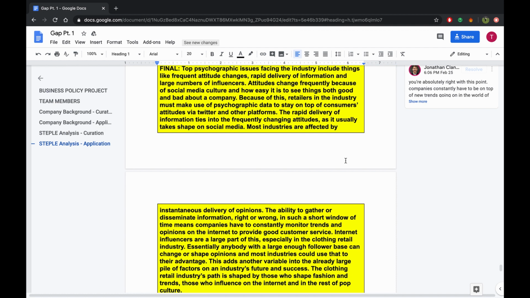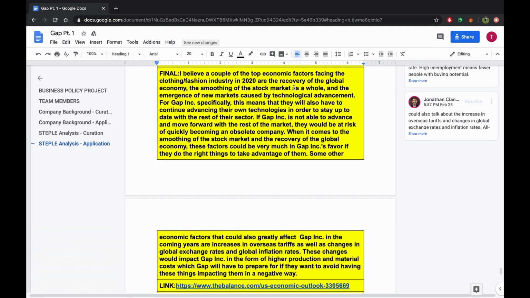Companies need to keep up with their social media accounts to answer and correct consumers' concerns and questions. This does provide an upside, though, as a great opportunity to excel in customer service. This could also give a company a better brand image. We decided that the major economic factors facing the clothing/fashion retail industry are mostly the stock market as a whole.